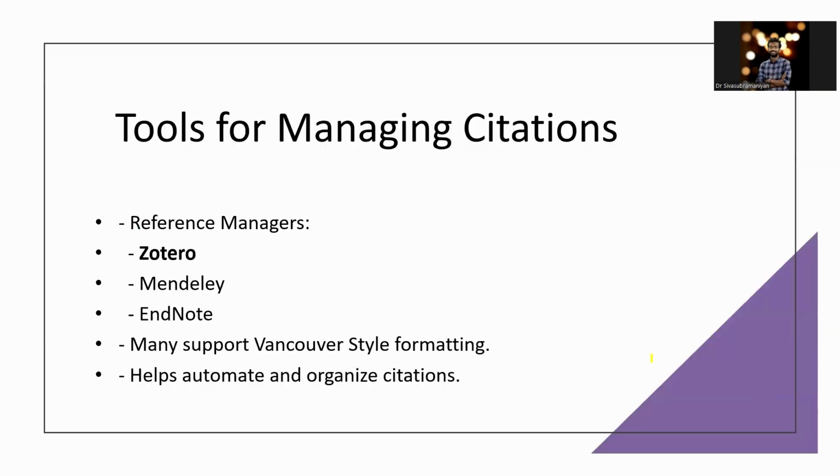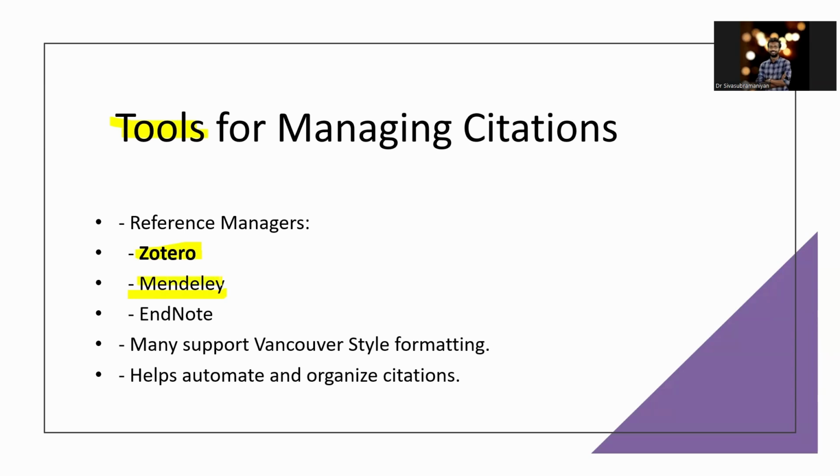It is easy for us to do citations manually if we have fewer than 15 or 20 references. But in the case of a thesis, you will have more than 60, 70, 100 citations, where you will not be able to do each and every citation manually. So for that, we have various tools. The commonly used ones are Zotero, Mendeley, and EndNote.